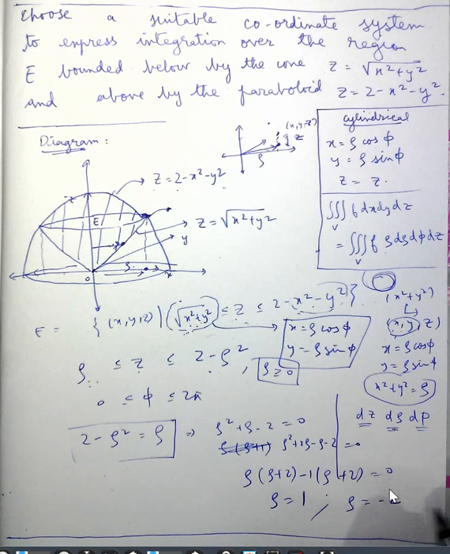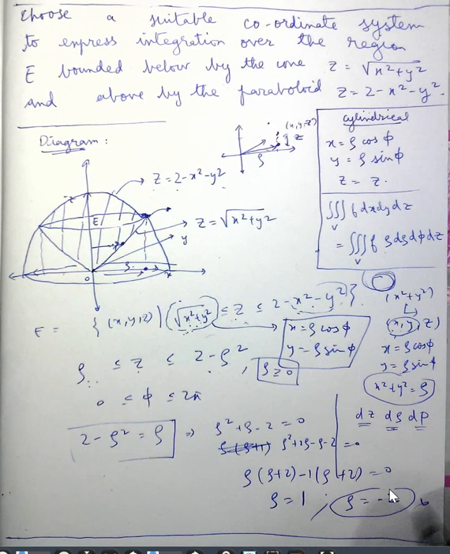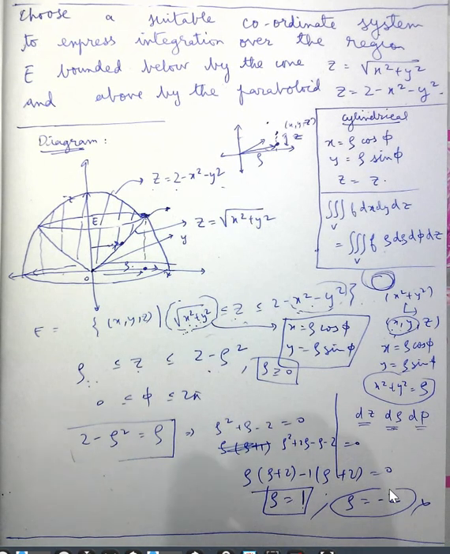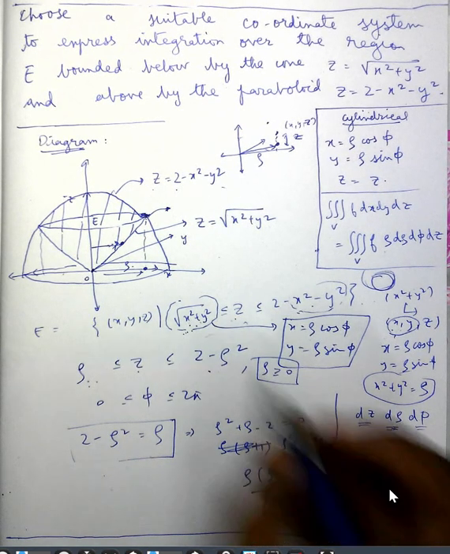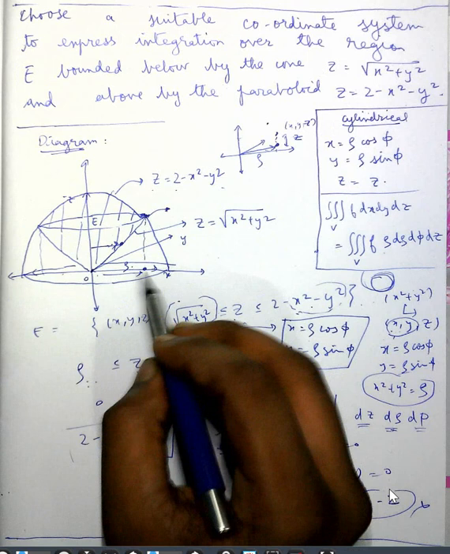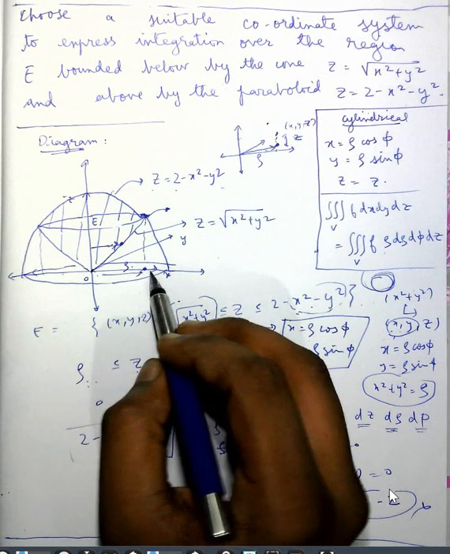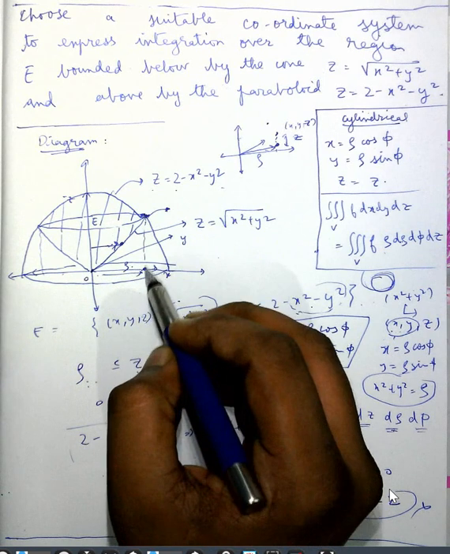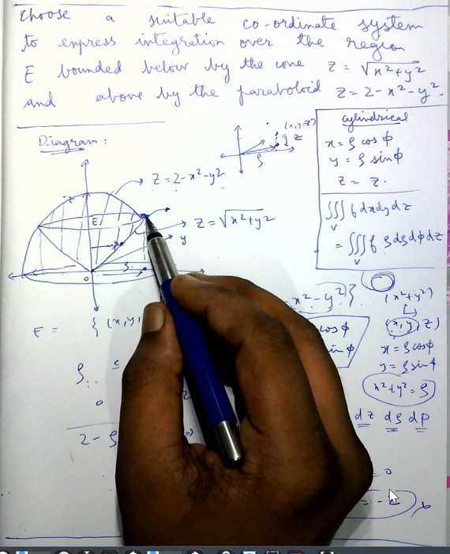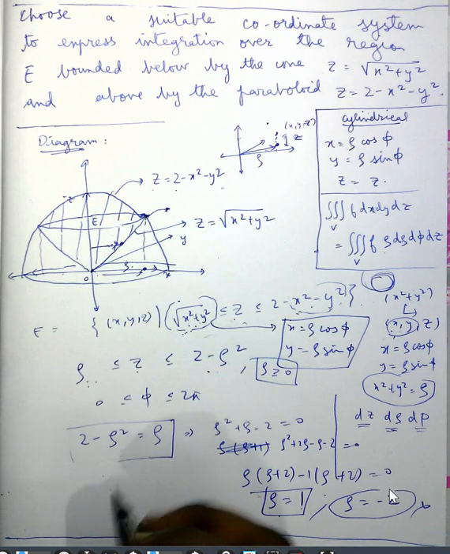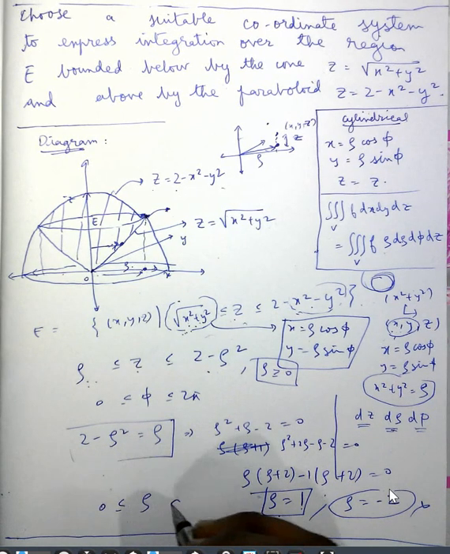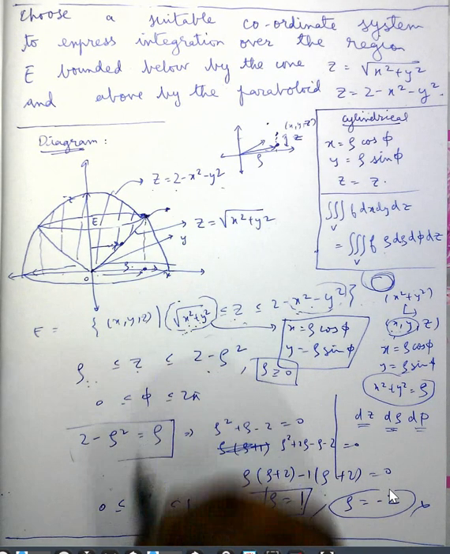Since rho is always a positive number, this is not an acceptable solution. So the only acceptable solution is rho equal to 1. So the maximum possible value of rho is 1. Since we are only considering this shaded region, the maximum possible value of rho is something which occurs here. It is equal to 1. So rho has to lie between 0 and 1, since we are considering the whole solid here.